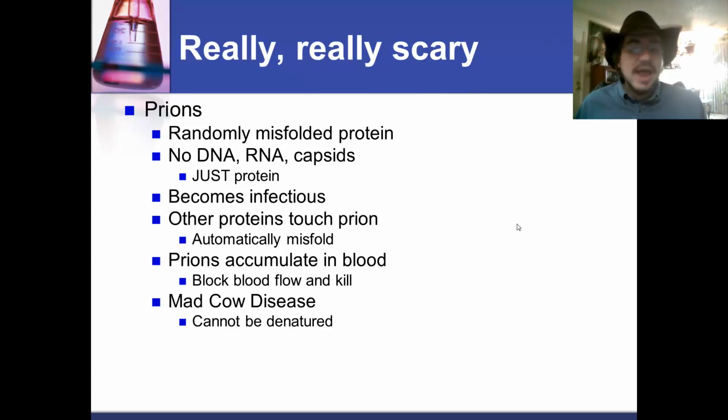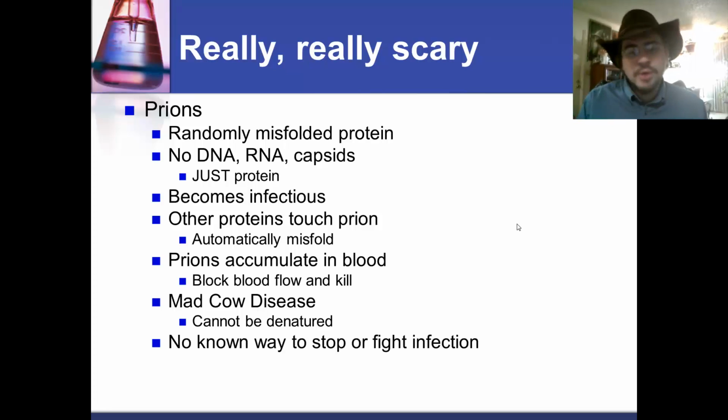These prions cannot be denatured. You have to literally turn your steak into a black carbon chunk in order to kill the prion. If you get the prion disorder, nothing short of setting yourself on fire will stop the prion disease. And that kind of defeats the purpose, because then you die in flames, which is probably less pleasant than having your brain turned to Swiss cheese. There's no known way to stop or fight the infection. And if you get a prion, you're dead.